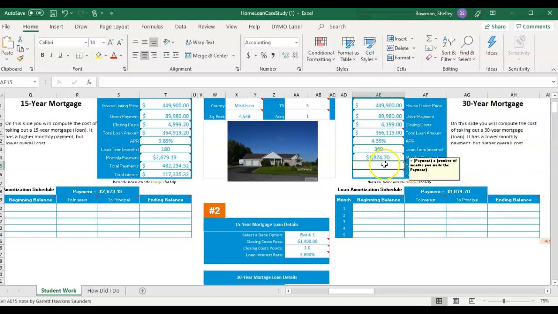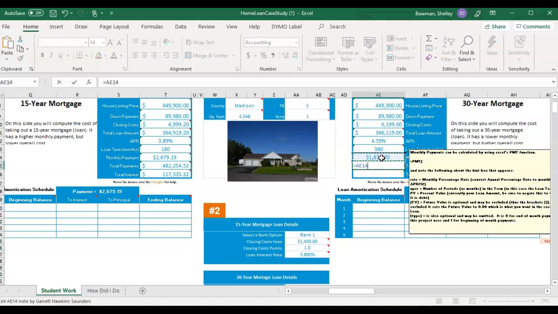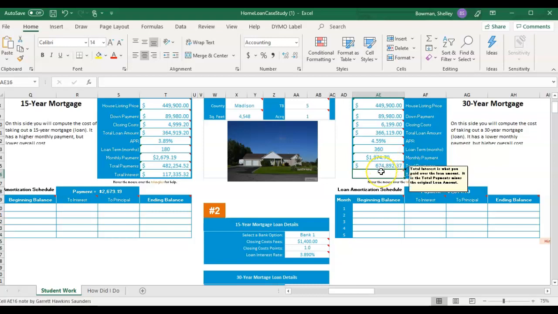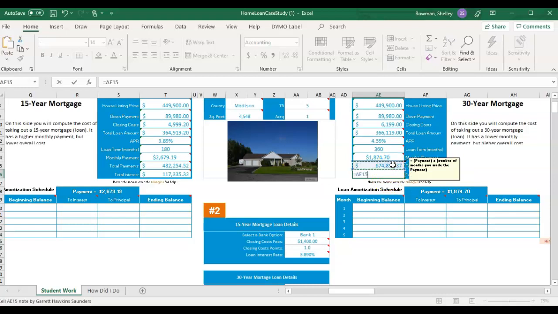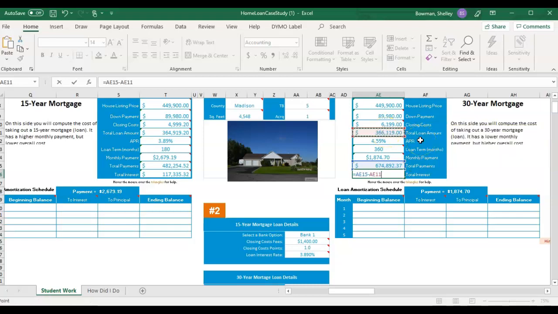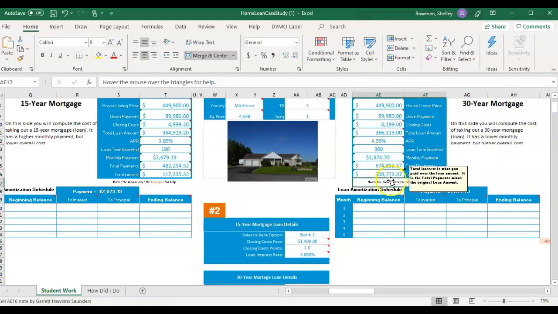Now the total payments again will be how often I make this payment times how often I make that for the entire life of the loan, and that tells me over here I'm going to spend $674,892. And so now I need to subtract the total payments, how much I pay over the entire life of the loan, and subtract what I got my loan for, which was this one here, and what's left over shows me how much money goes towards interest over the 30 years towards the bank. And you'll see a difference here between the 15-year and the 30-year.